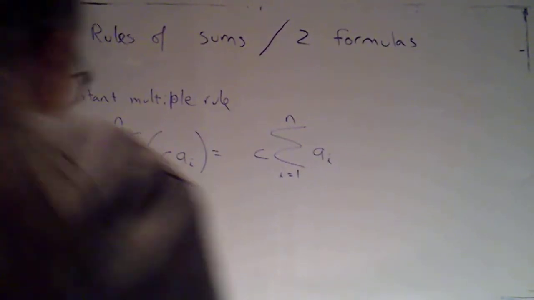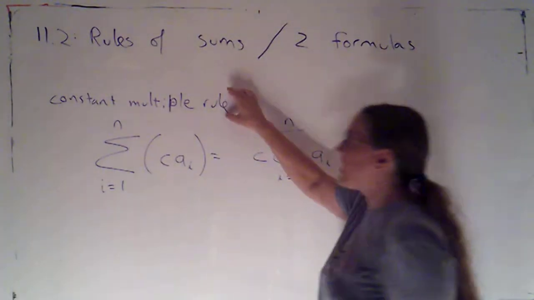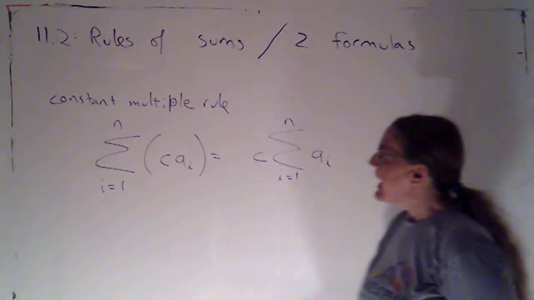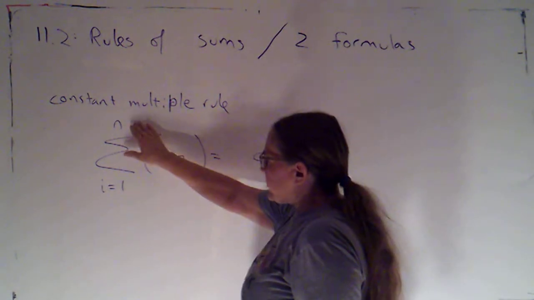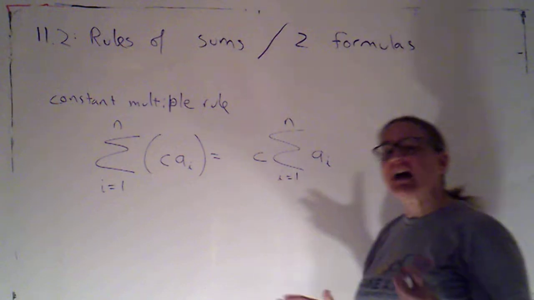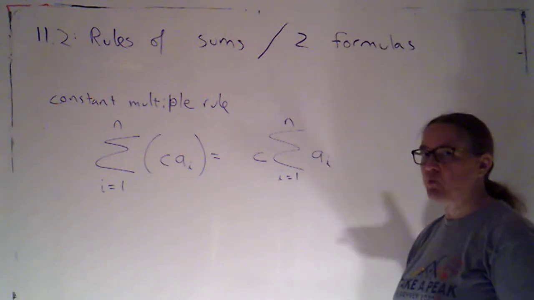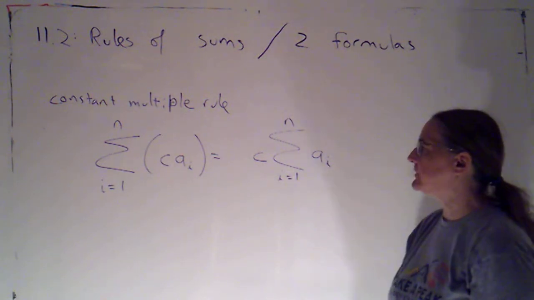We've got one more rule to take a look at. This is the constant multiple rule. I'm adding up a bunch of terms. As with the other rules, it does not matter that the initial index is 1. It could be any other initial index.